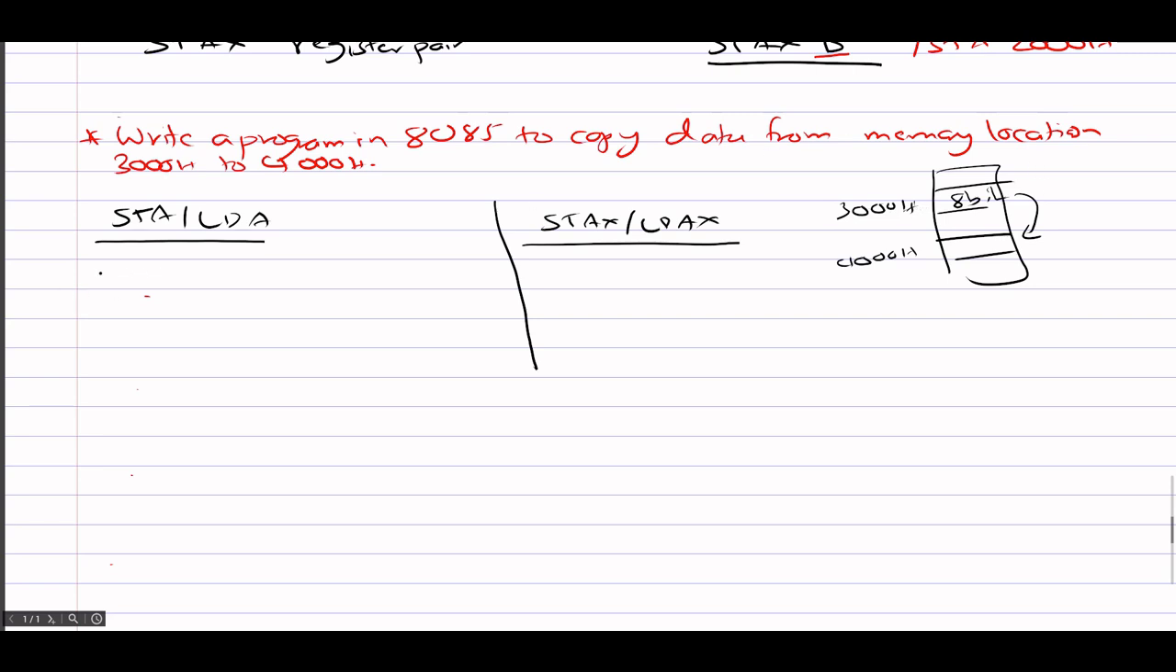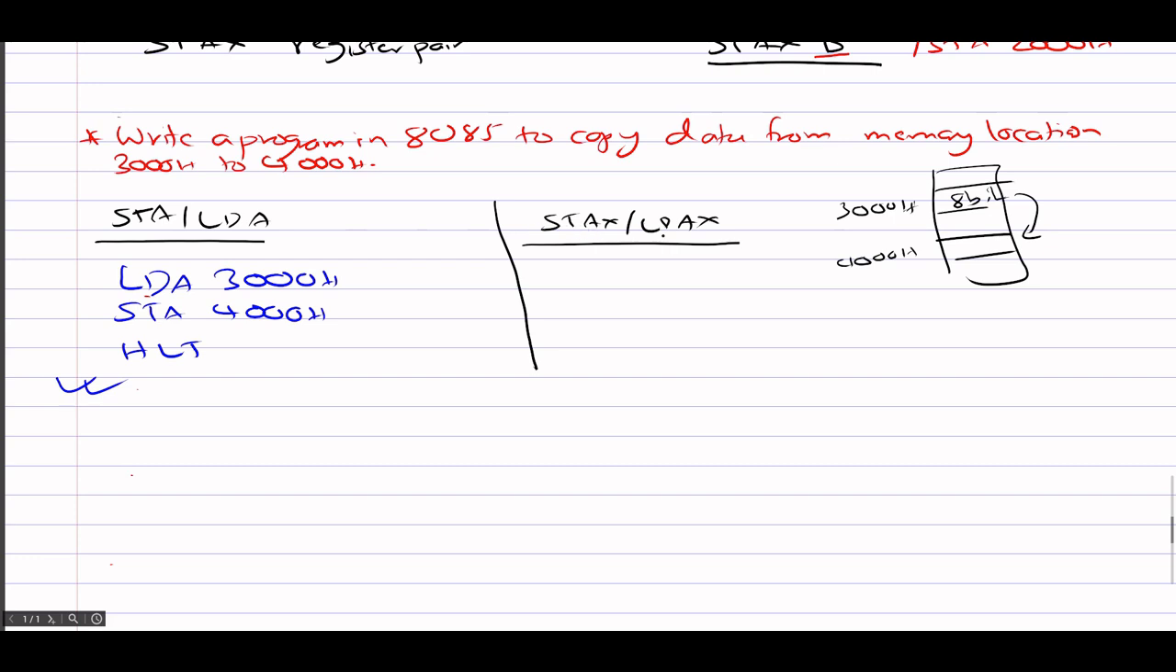So for that, our first instruction is going to be LDA 3000H. What this is going to do is load the 8-bit content or 8-bit data from 3000H to the accumulator. Now, since I also have an instruction for saving data from the accumulator to another memory address, which is STA 4000H, and then I'm going to terminate my program using the HLT instruction. So this is the complete solution for this particular question using STA and LDA.